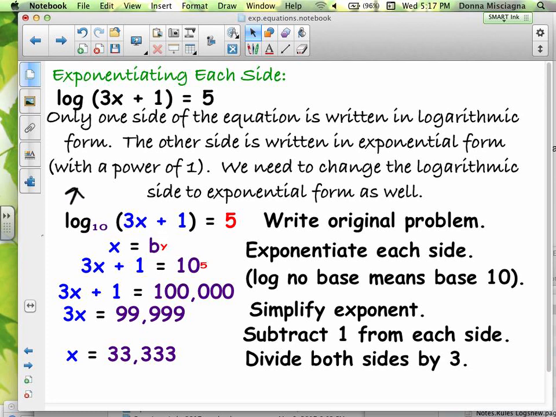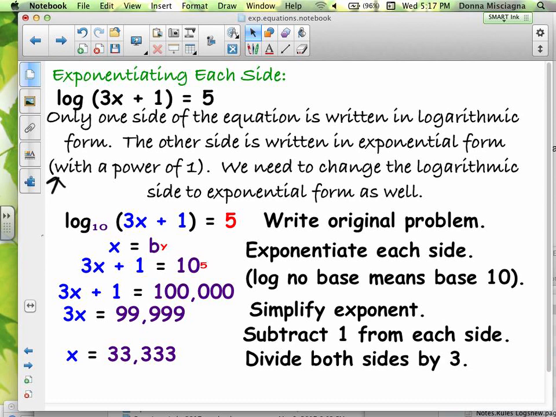Right? So we have 10 to the 5th power, base raised to a power, equals 3x plus 1. And I decided to put the 3x plus 1 first, right? Because that's where I got my x's. All right, so this was our base raised to a power. That's all we have to do to change a logarithmic equation to an exponential. All right, now we can solve. This is just an easy, simple equation to solve now that we've rewritten it.